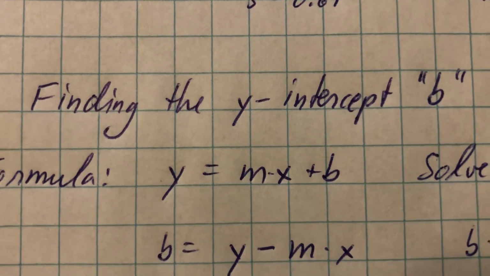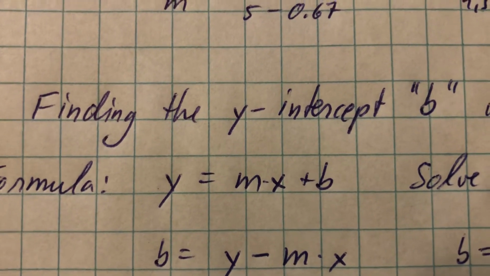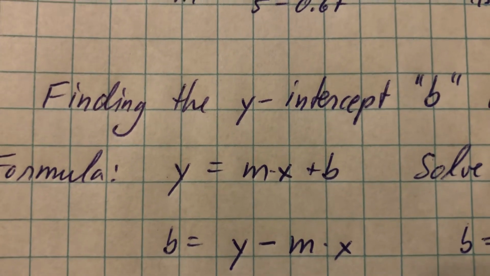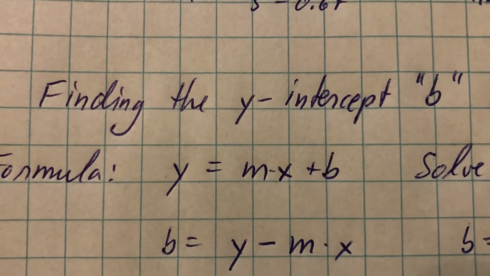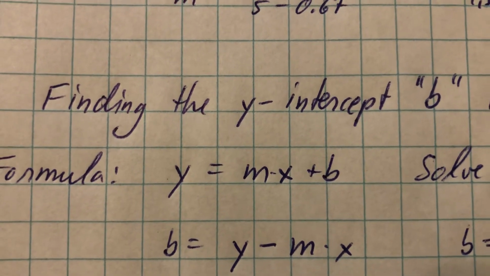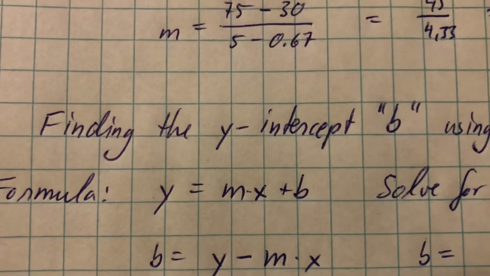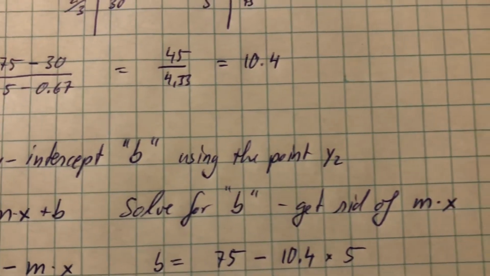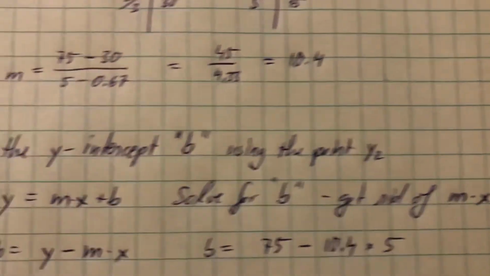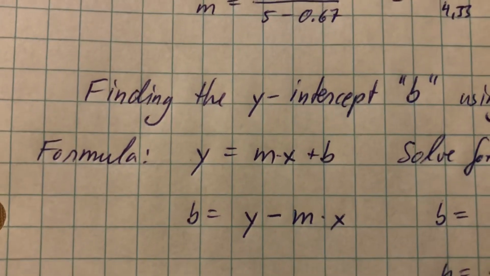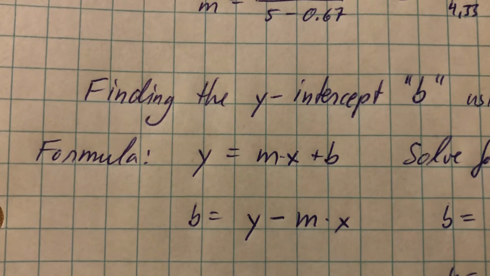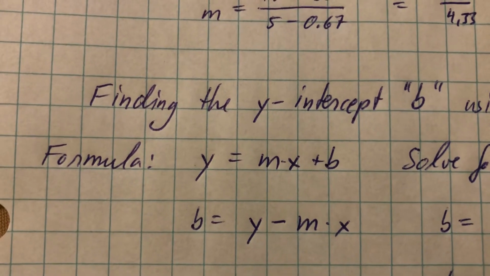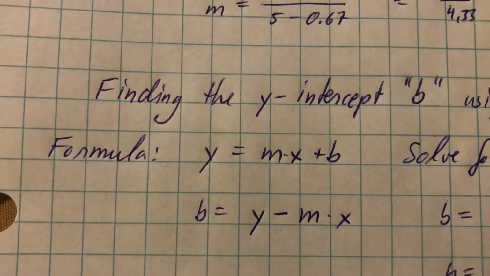So m we already calculated, and we said we're going to use the point y2, which is 75, and that corresponded to rubber bands of 5, so x is then 5. We have to solve this equation for b. That means I have to get rid of everything that's with b. We have to get rid of m times x. This is how we do that. b equals y minus m times x, because m times x is added to b, so to get rid of it, we subtract it from both sides.